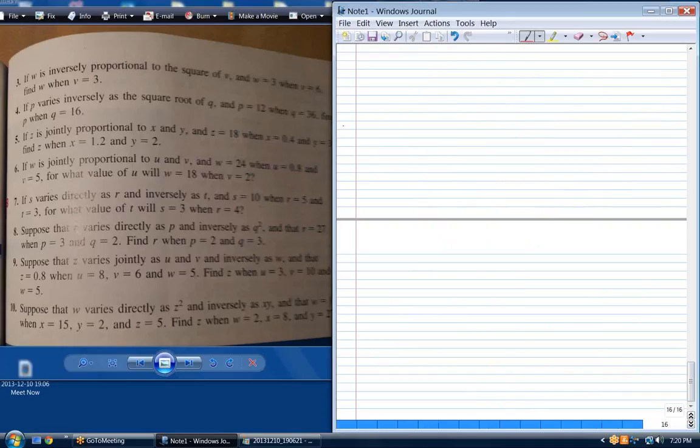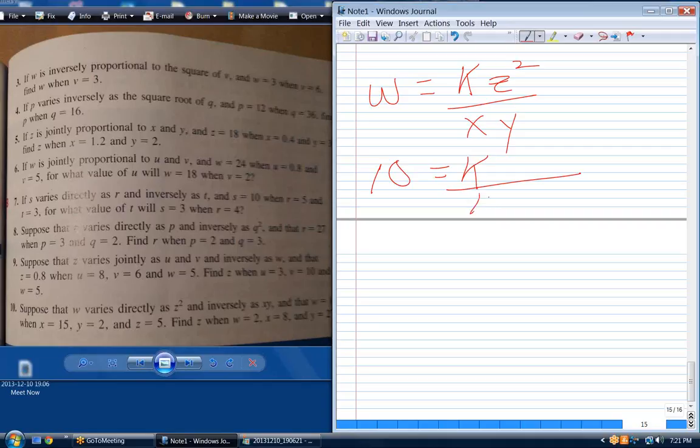Alright, number 10. W varies directly as Z squared and inversely as XY. So that'd be W equals K times Z squared divided by XY. Uh-huh. And you're going to fill in that for me. W is what? W is 10, X is 15, Y is 2, and Z is 5.